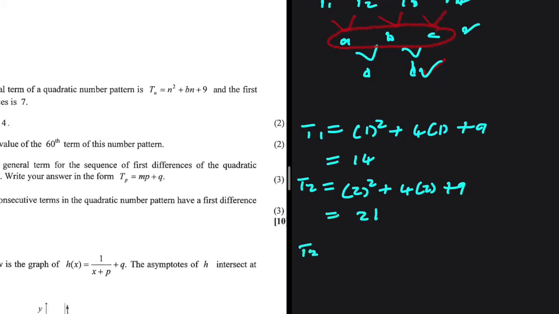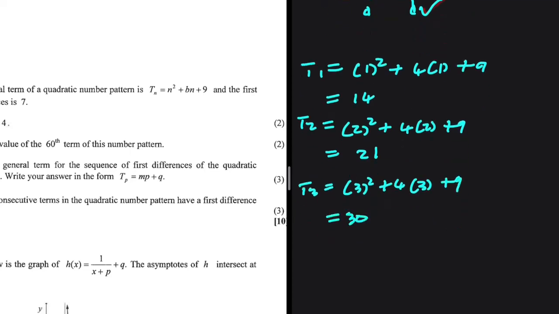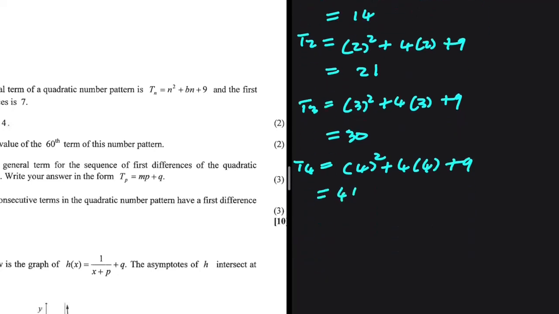And then T3 will be equal to 3 squared plus 4 multiplied by 3 plus 9, which is equal to 30. And lastly, T4 will be equal to 4 squared plus 4 multiplied by 4 plus 9. So 16, 32, 41. So we have T4 being equal to 41. So we're going to have 14, 21, 30, and 41.